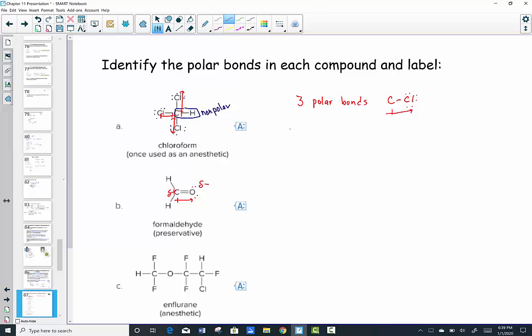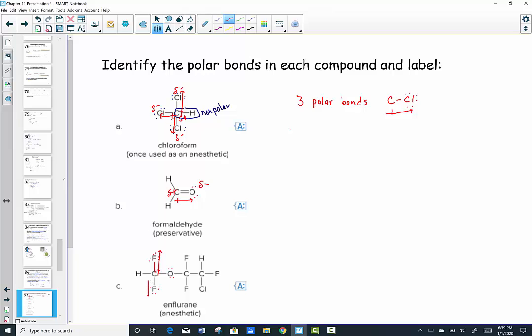I should do that up here as well. I'm going to add partial negative signs to the chlorines and remind you that the partial positive is on the carbon, since the electron distribution is being pulled away from the central atom. And in letter C, I have a polar bond between the carbon and fluorine, with the electron distribution being pulled up toward each of these fluorines.